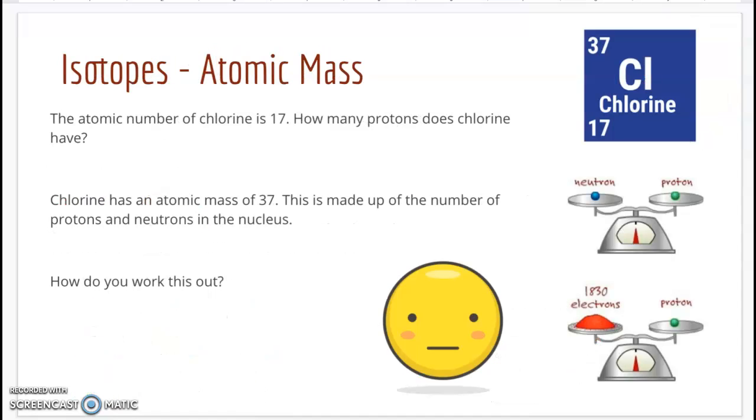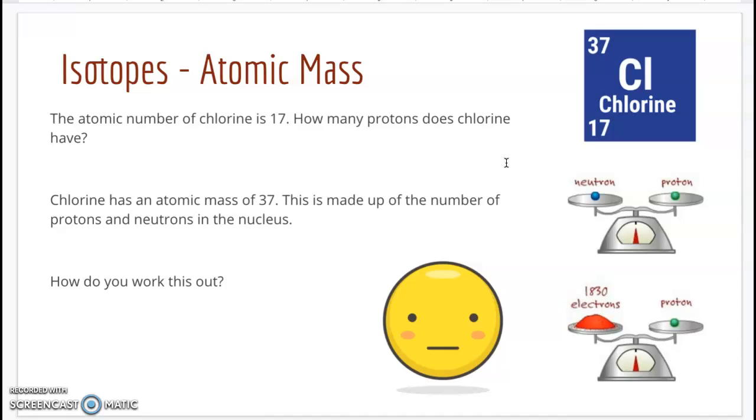Let's look at the atomic mass that I mentioned before. We talked about the atomic number, which is the protons, and the atomic mass, which is the protons plus the neutrons. So these are the 2 numbers represented over here. If I asked you, hey, atomic number of chlorine is 17, how many protons does it have? We already know it's 17.